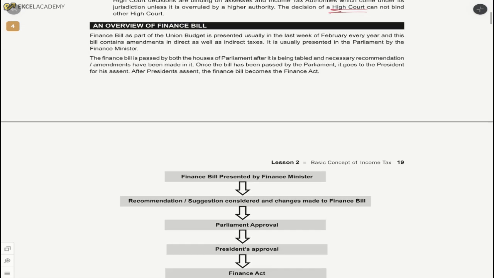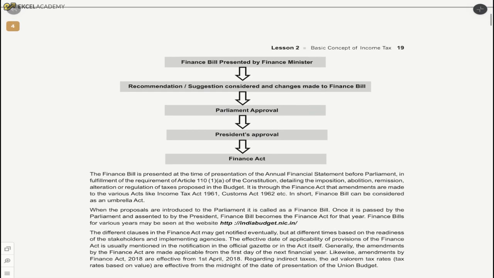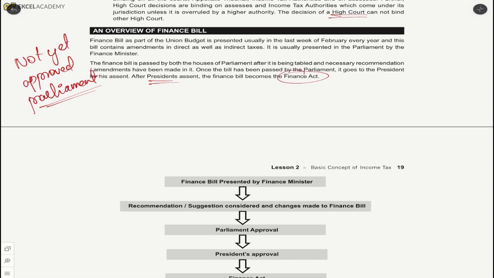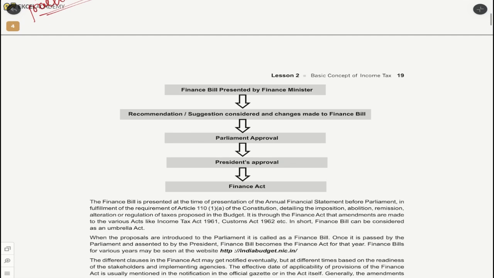So now let us look into the finance bill part. A bill refers to the proposals which are not yet approved by the parliament. So before it is approved, it is only in the state of a bill. Once it gets approved by the parliament, both the houses of parliament, and gets the assent of the president, it becomes the Finance Act.